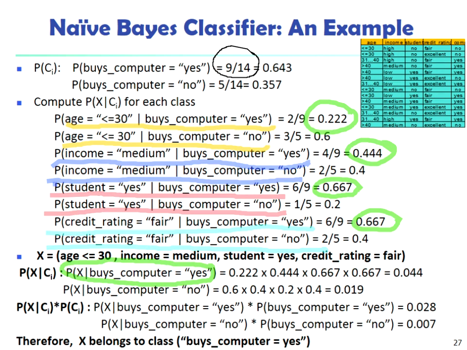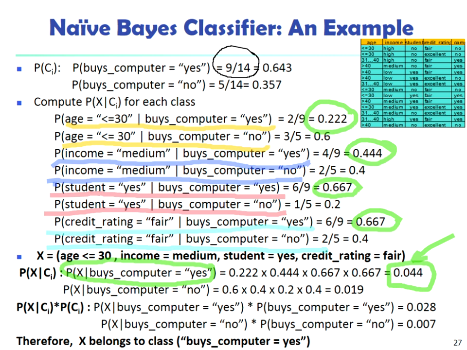Is it clear? So probability of X if buys computer equals yes equals probability of age less than 30 if buys computer equals yes, multiplied by probability of income equals medium if buys computer equals yes, multiplied by probability of student equals yes if buys computer equals yes, multiplied by probability of credit rating equals fair if buys computer equals yes. We will obtain this value. This is the result. Okay?